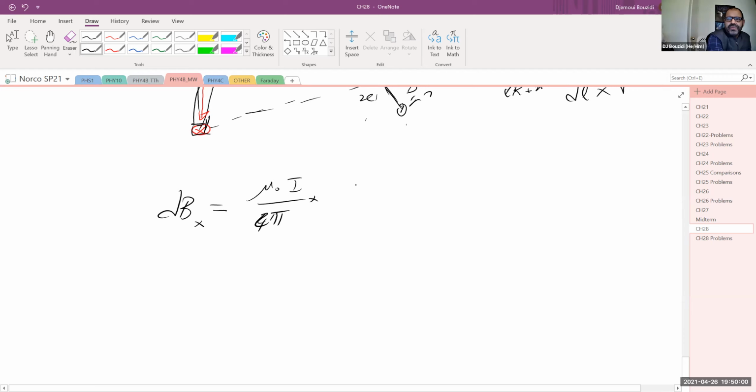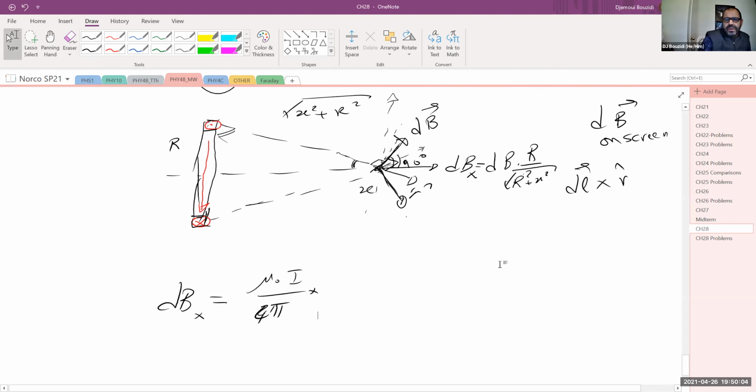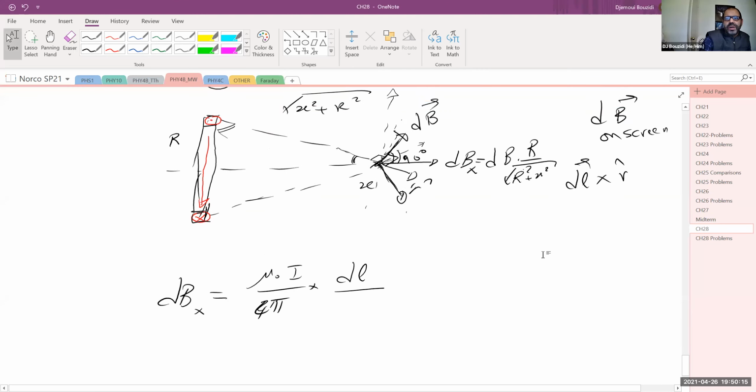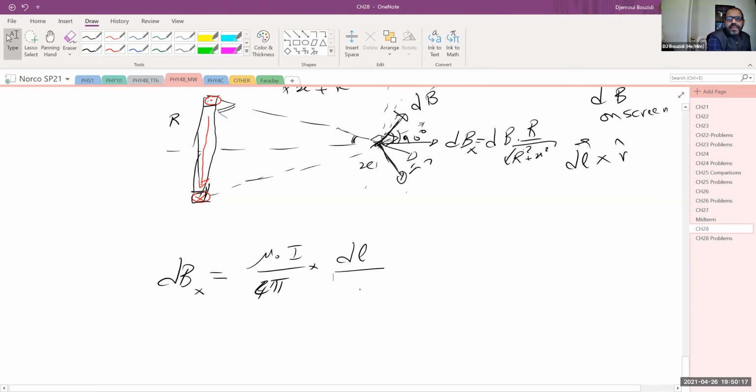times, again, now we have to get into the dL. So I'm going to leave the dL as is. I already resolved the direction, so there is no need now for me to write any directions. Divided by the distance squared, and the distance squared is just this hypotenuse squared, which is r squared plus x squared, times this quantity, and this is coming from the cosine of this angle.